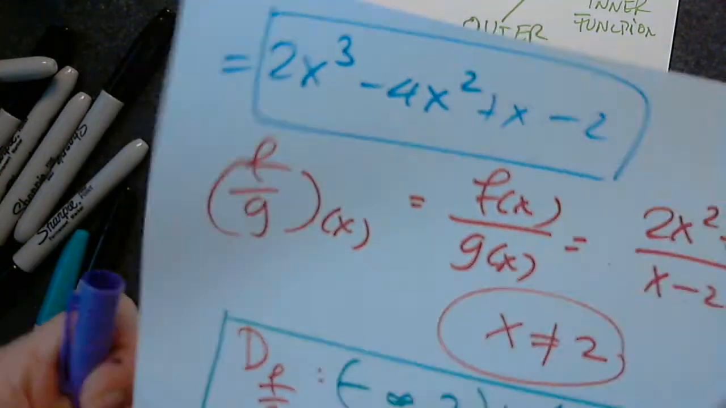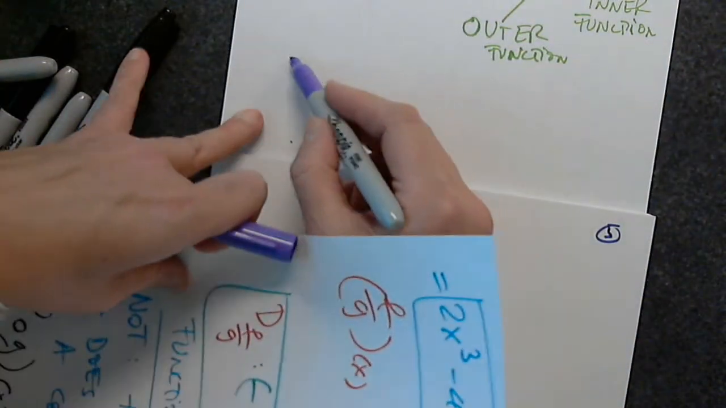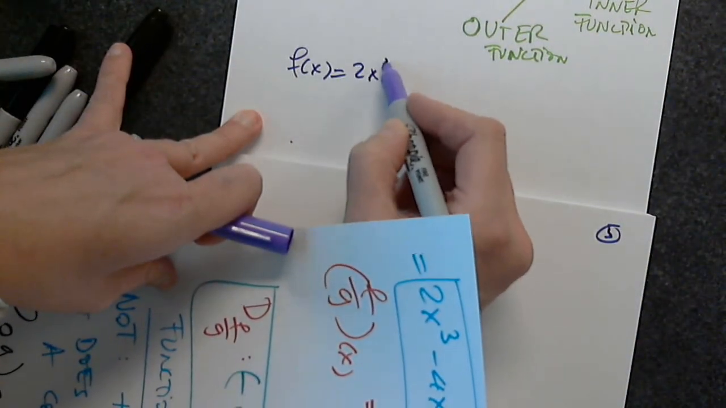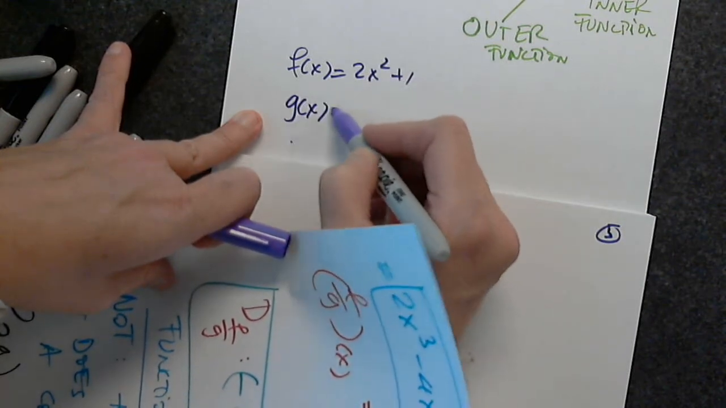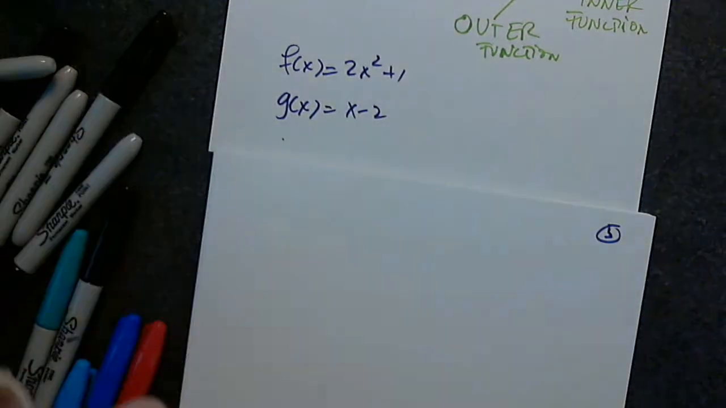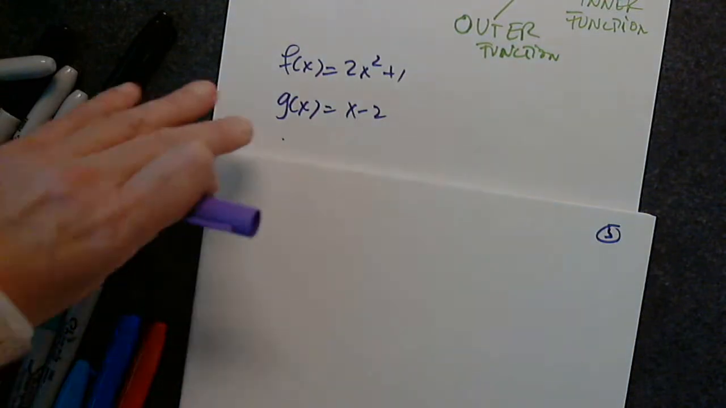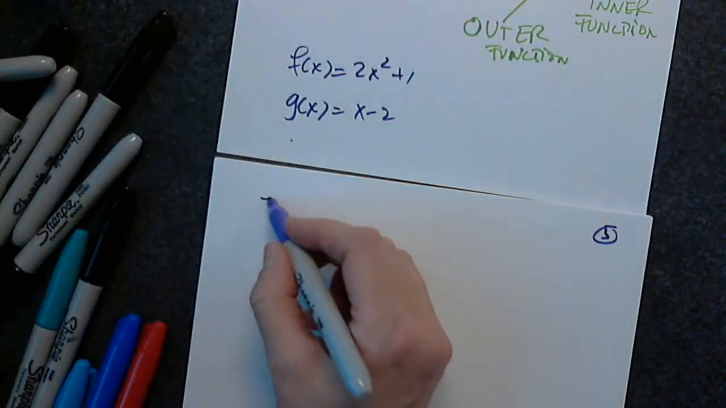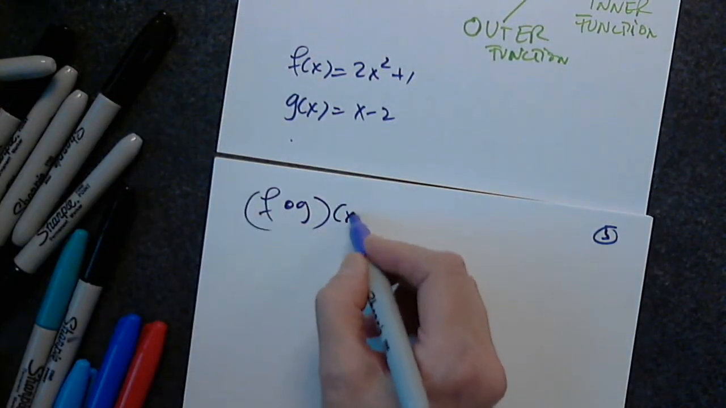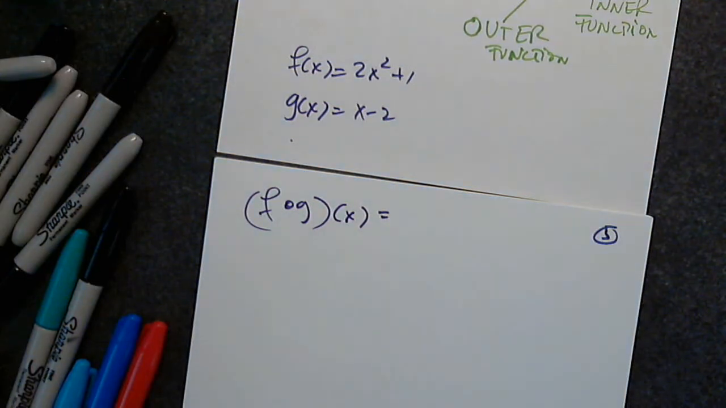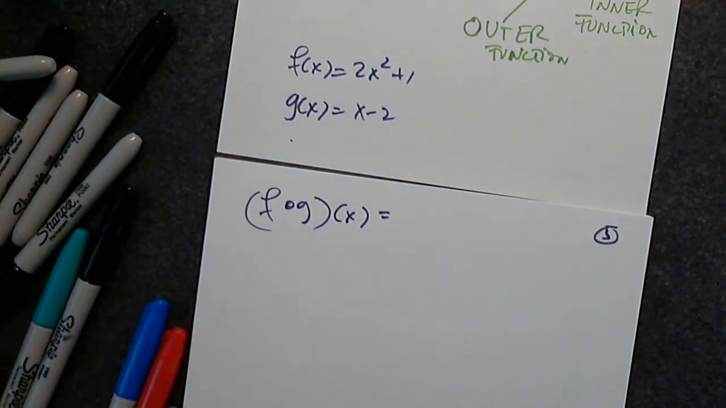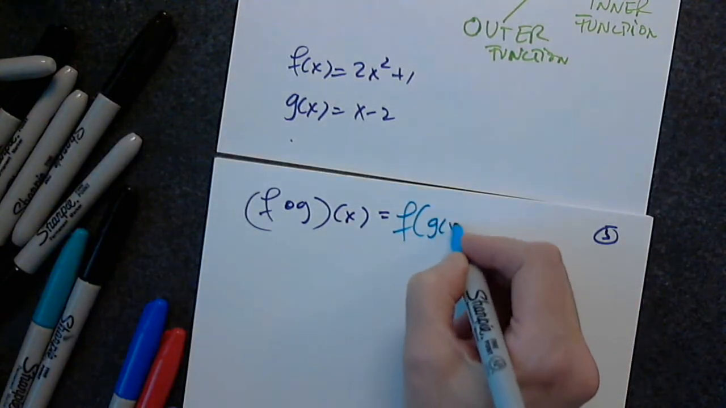I want to go back to our previous functions. We had, again, f of x, I think it was 2x squared plus 1, and g of x equals x minus 2. And we want to determine now f comp g, and later on g comp f. Like before, we have to write a definition. The definition is f of g of x.